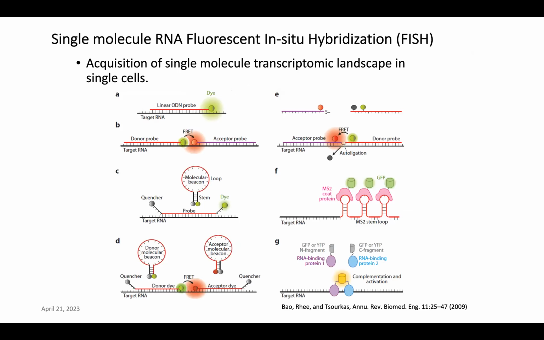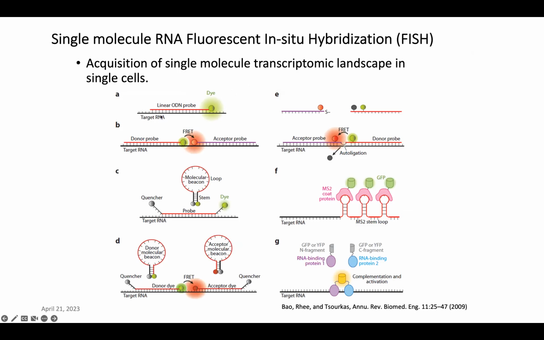Starting from FISH, this is single molecule RNA fluorescence in situ hybridization, which stands for very precise and very specific imaging of individual RNA molecules inside a cell. The very beginning technique to do FISH was just using a dye conjugated with a single strand oligonucleotide that will hybridize to the RNA molecules and give the fluorescence signal.